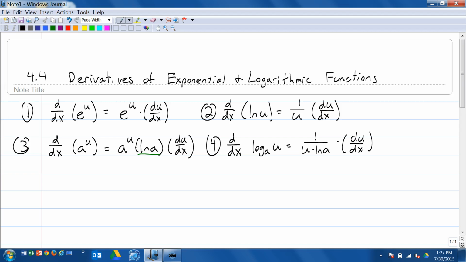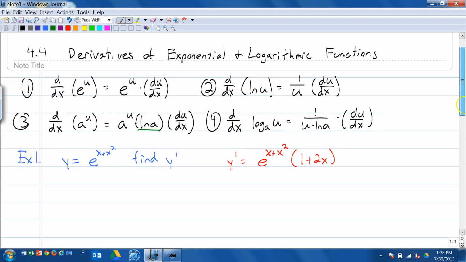So let's do a couple examples with these. Example 1, we have y is equal to e to the x plus x squared. I want to find y prime. So y prime is equal to, well, look, the derivative of e to the u is e to the u, so we're going to rewrite e to the x plus x squared. However, we have to multiply it by the derivative of what u is, and u is x plus x squared. So the derivative of this piece is 1 plus 2x. So that is the final answer.